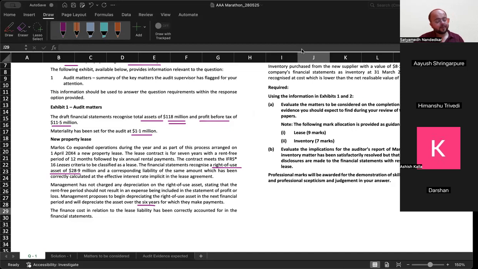So basically, you will take a copy of the lease agreement. And what will you collect that for? You should mention that also. Copy of lease contract to agree the lease term, the payments required, the interest rate implicit in the lease.